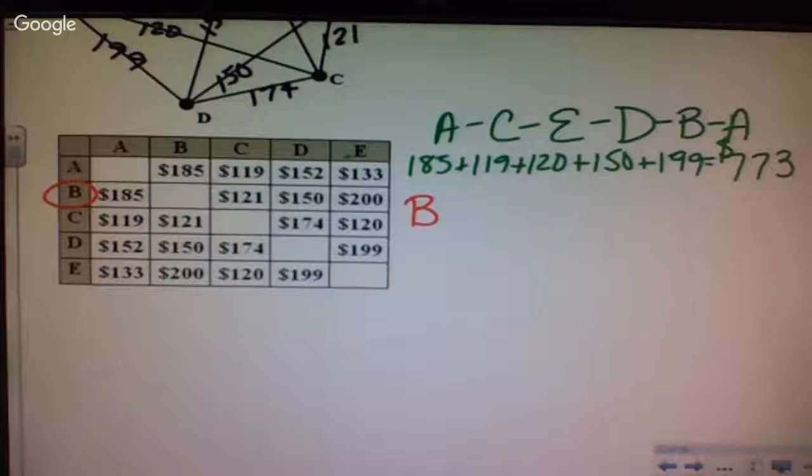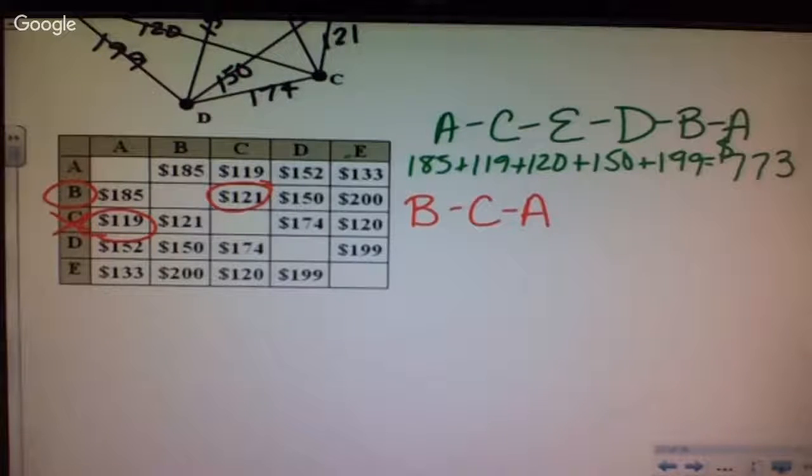Now, this is repetitive nearest neighbor, so we need to start at B. Who is my nearest neighbor if I start at B? C. My nearest neighbor is C, right next door. I'm now at C. I can go anywhere but B. Who's my nearest neighbor? A.